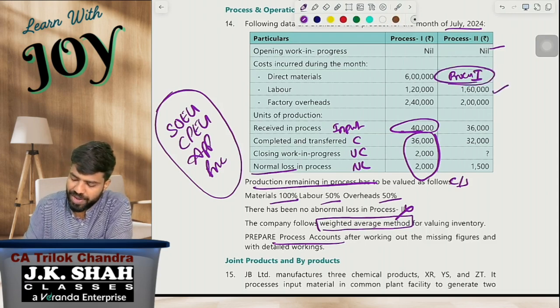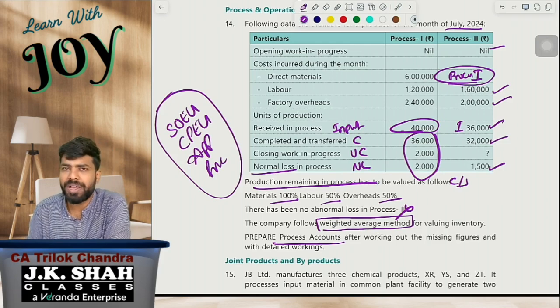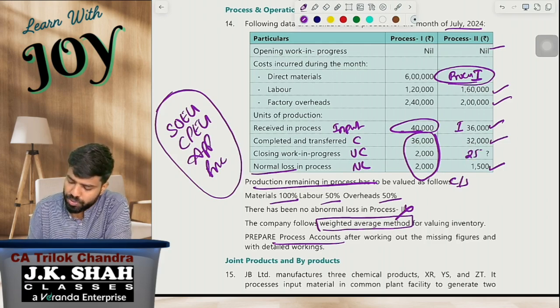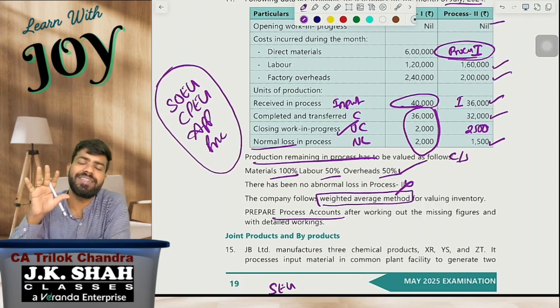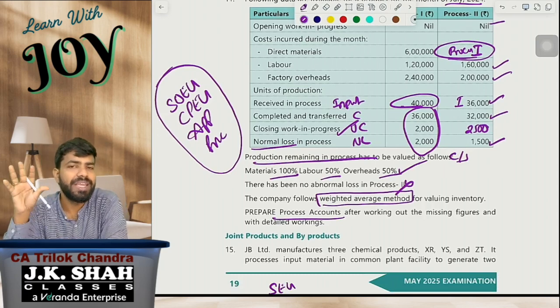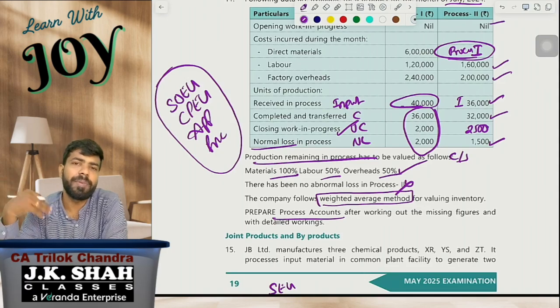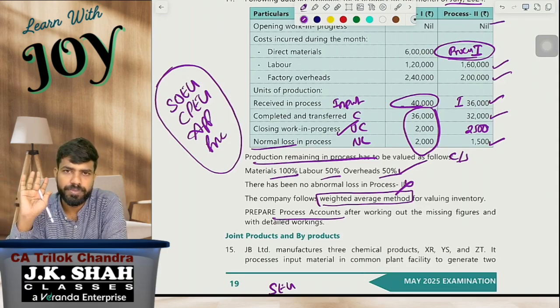Labor 1,60,000, factory overhead 2 lakh. Received in process 36,000, from process 1. Out of 36,000, 32,000 has been completed and transferred. Balance is 4,000. Out of 4,000, 1,500 is the normal loss. Abnormal loss is 0. So the balance left is 2,500, that is the closing work in progress, and percentage completion is given. The same way, we need to calculate the statement of equivalent units, cost per equivalent unit, apportionment, and then prepare the process account. Okay, now look here.